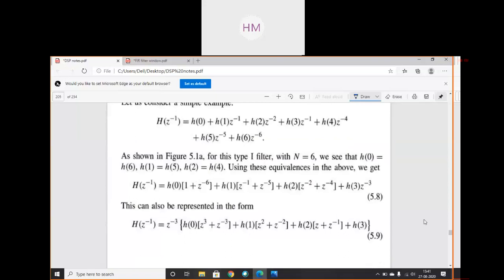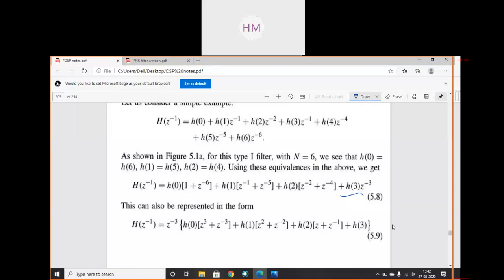Using this equivalence in the above, we get H of z inverse equal to h of 0 plus two coefficients. Because h of 0 and h of 6 are same, we have taken out common. H of 1, h of 5 are same. H of 2, h of 4 are same, and one coefficient will remain as it is because it is an even sequence. N is equal to 6 means you will be having 7 coefficients. N is even, it will start from h of 0 to h of 6. So we are having 7 coefficients. 6 will be paired with each other and 1 will remain as it is.